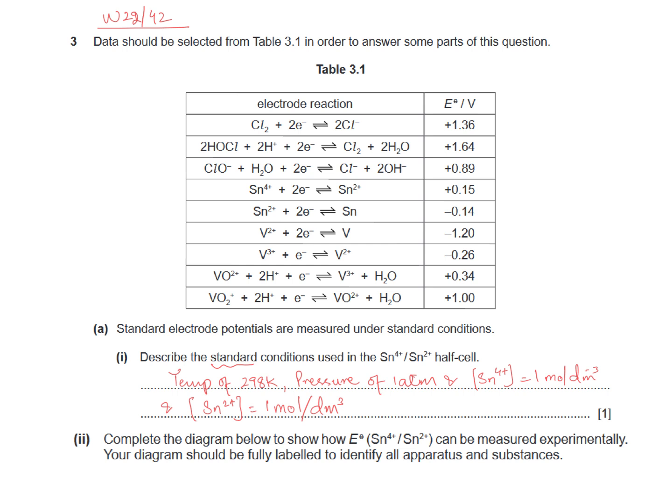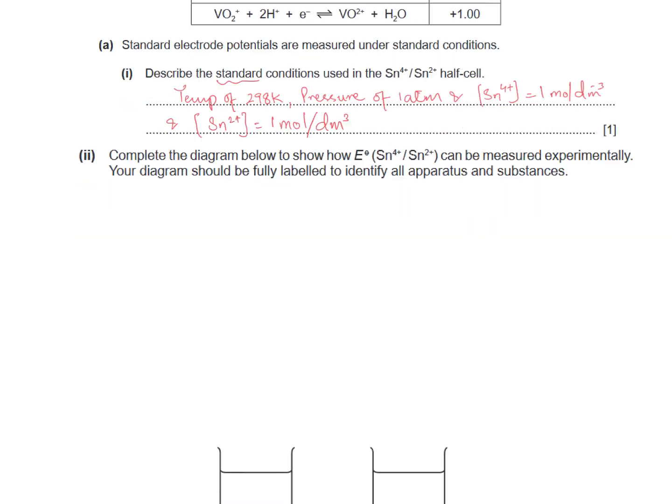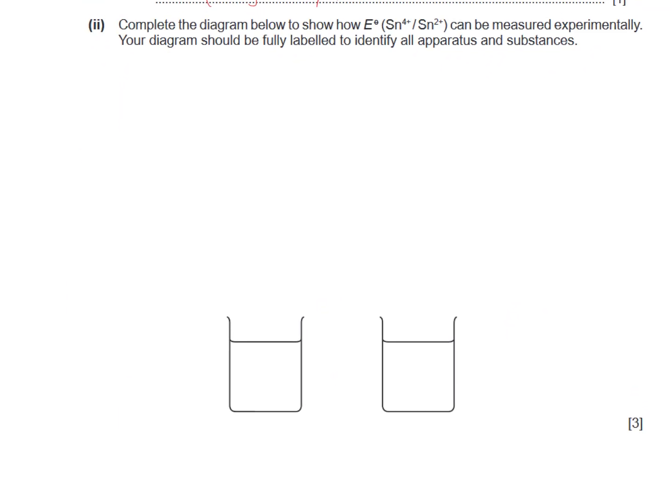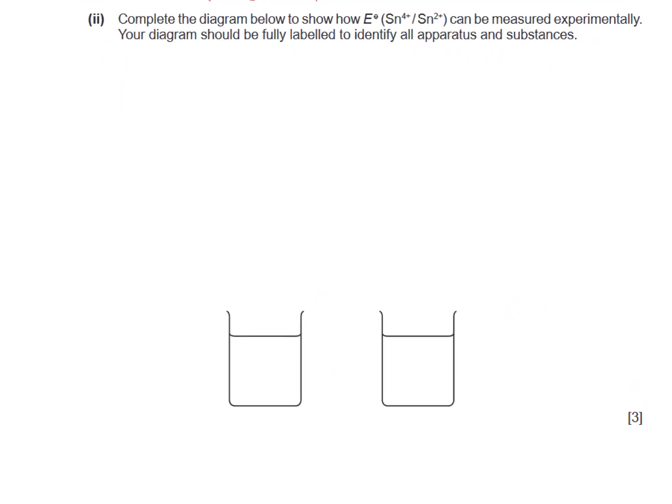Okay, let's look at the next part. Complete the diagram below to show how E naught of Sn4+ and Sn2+ can be measured experimentally. Your diagram should be fully labeled to identify all apparatus and substances. Now you will find these kind of diagrams a lot in the papers, right? So we have half of the cell which is given to us. Now let's complete the diagram in the best possible way we know how. So firstly, because we are using Sn4+ and Sn2+, we need to use an electrode which is not of tin, but we will be using platinum electrodes, and we have a platinum electrode here as well.